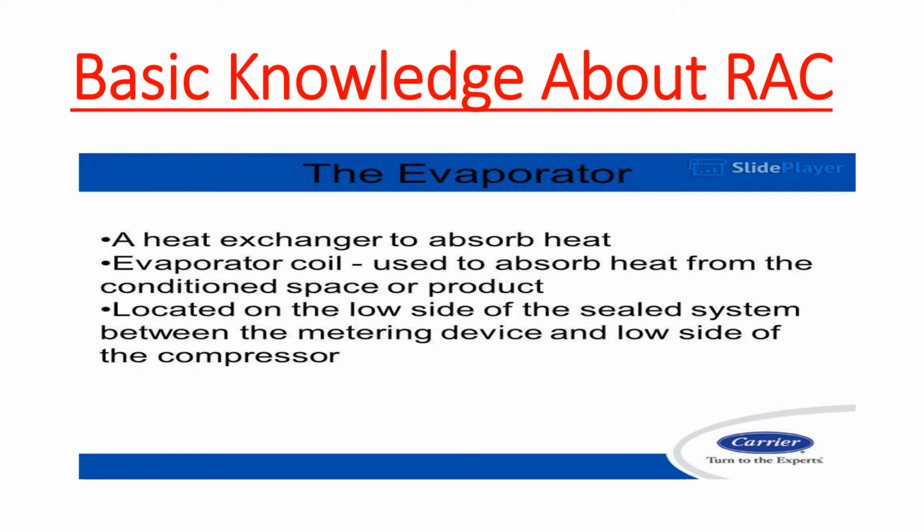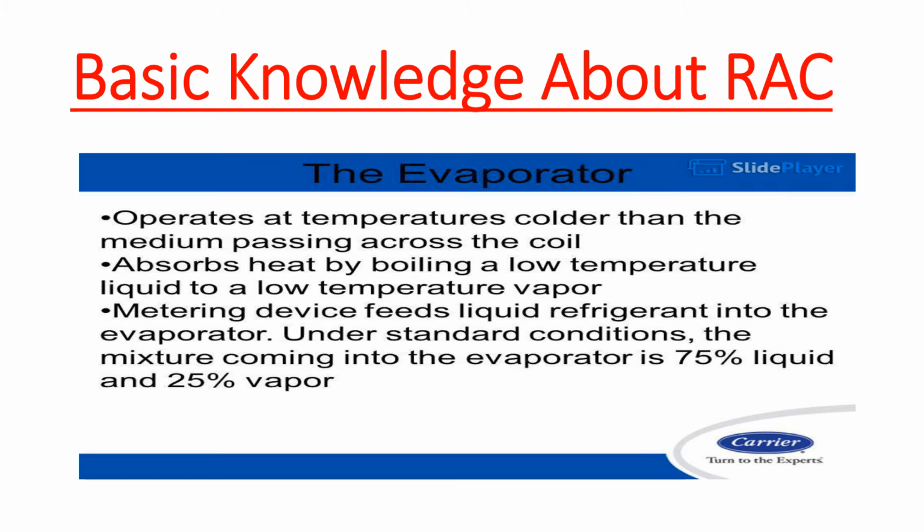The evaporator, a heat exchanger to absorb heat. The evaporator coil is used to absorb heat from the conditioned space or product. Located on the low side of the sealed system between the metering device and low side of the compressor. The evaporator operates at temperatures colder than the medium passing across the coil. Absorbs heat by boiling a low temperature liquid to a low temperature vapor.